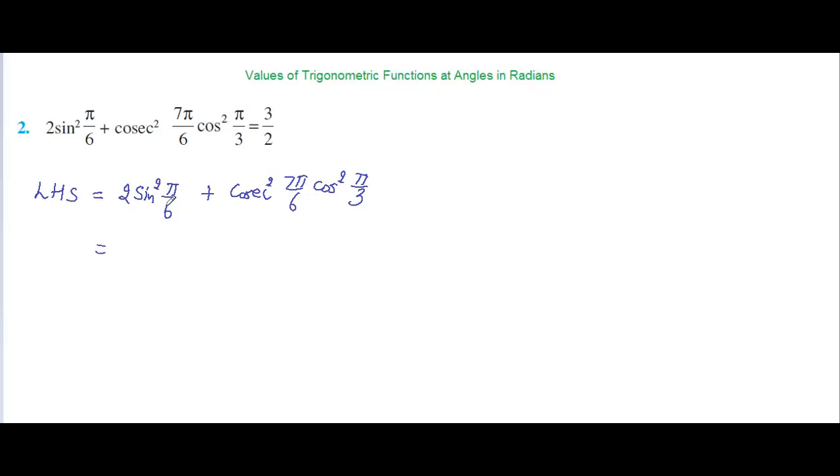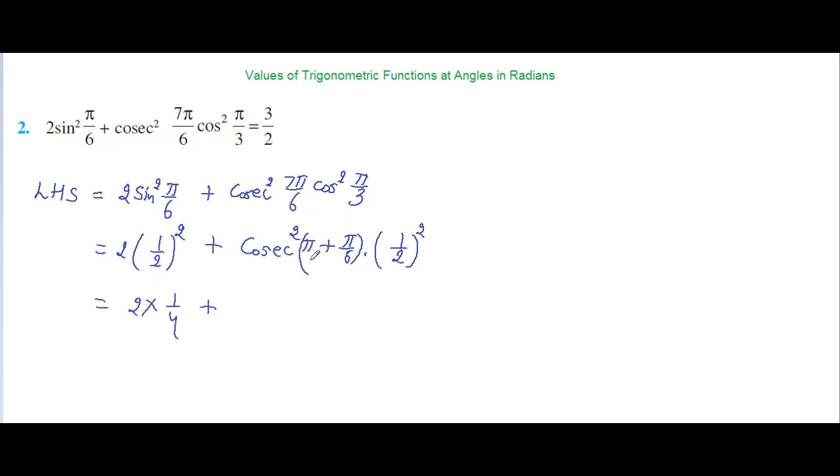Pi by 6 is 30 degree. Sine of 30 degree is half. So it is square of half. Cosec of 7 pi by 6 we write as cosec of pi plus pi by 6, and we are to take its square. Cos pi by 3 means cos 60 degree. It is half, whose square has to be taken. This is 2 multiplied by 1 by 4.